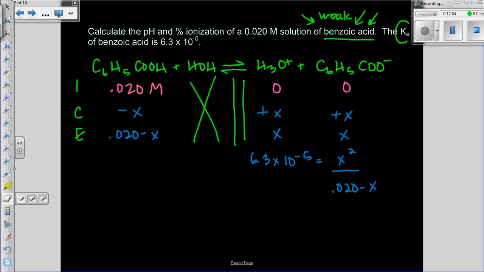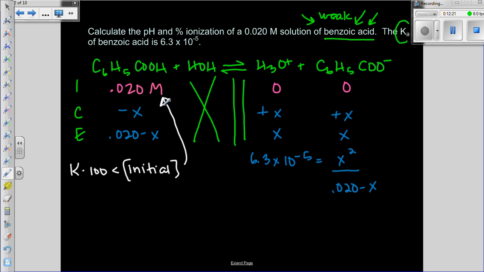So the rule for this is that if our equilibrium constant, like our Ka or Kb, times 100 is less than our initial concentration, and that initial concentration would be this, then we can approximate. And I'm going to show you how to do that. We're also going to show you again in class.